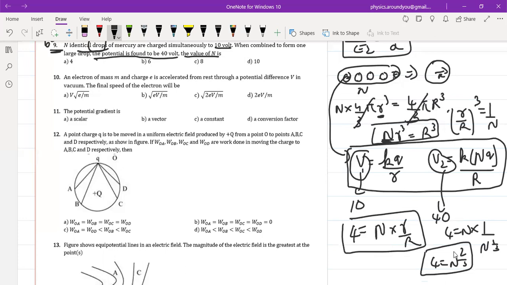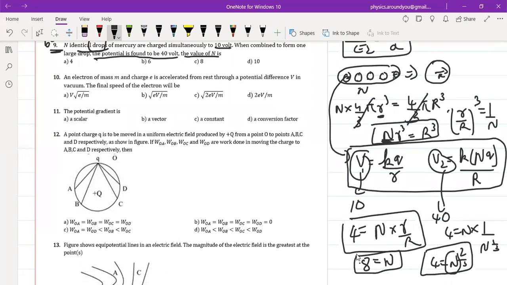Right? Now find the value of N. If I raise both sides to power 3 by 2, 4 power 3 by 2 would give 8. So I get the value of N as 8. So this is the concept involved.